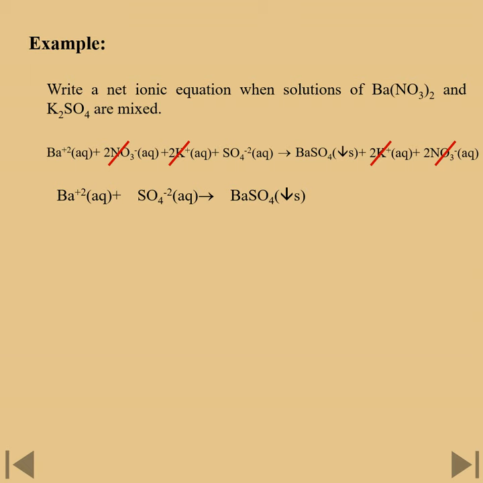And now let's balance this. And I'm going to count sulfates, not sulfurs and oxygens individually. 1 barium on the left, 1 on the right. The least common multiple is 1. 1 sulfate on the left, 1 sulfate on the right. Again, the least common multiple is 1, and we're balanced.